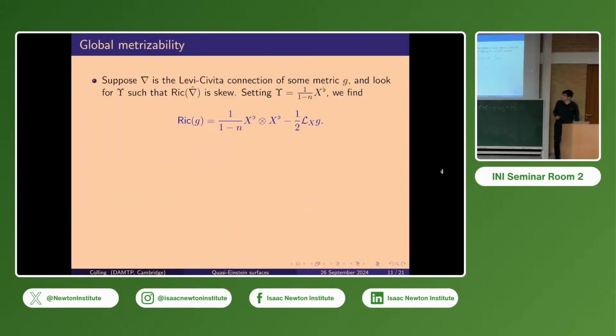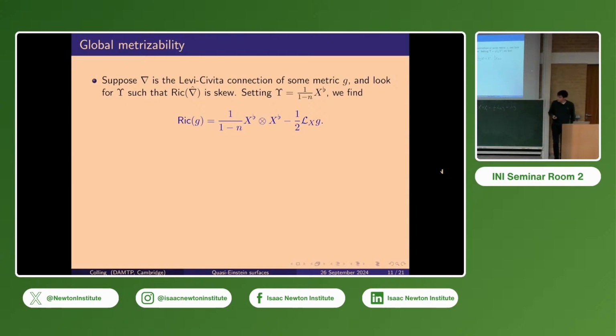And the way we'll approach this problem is as follows. So we start with the Levi-Civita connection of some metric, and then we try to find this one form such that the corresponding projectively equivalent connection has skew Ricci tensor. So if we define X by some rescaling of this one form, and let g be some metric whose Levi-Civita connection is ∇, then this condition of skew Ricci becomes the following equation, which we recognize as the quasi-Einstein equation, where m is 1 minus n, and this other constant λ is 0.